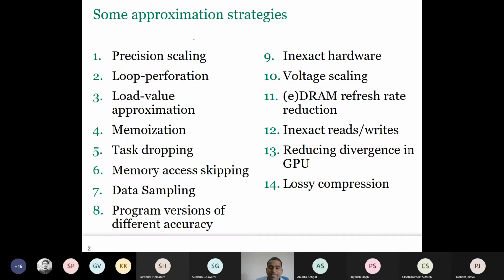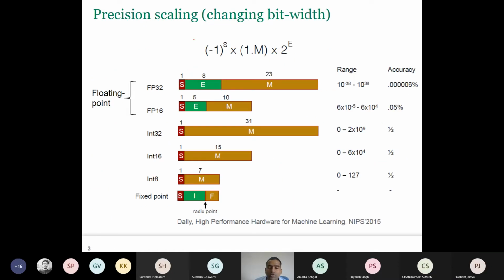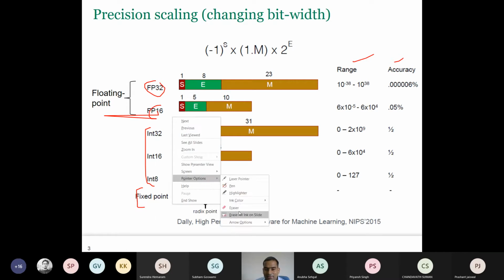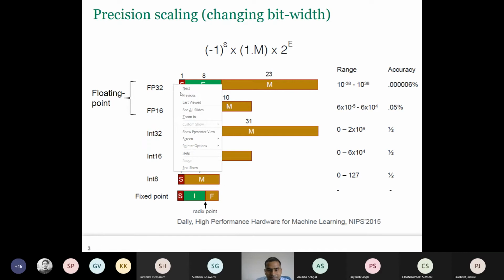Precision scaling is the most interesting technique. I will separately discuss what the FP32 format is, what the FP16 format is. But I'm sure you must have at least heard the names floating point, fixed point and integer. How do we represent them? How do we compute the accuracy and range? That I will discuss separately. But just for now, please read it and try to understand.